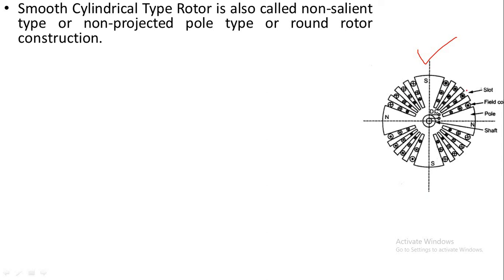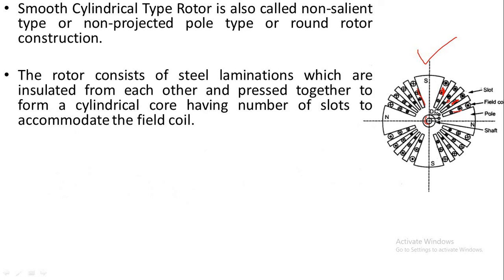This rotor consists of steel laminations which are insulated from each other and pressed together to form a cylindrical core, which has a number of slots on its periphery. Why do we use this number of slots? To accommodate, or to place, the field coil. So the rotor consists of steel laminations insulated from each other and pressed together to form a cylindrical core having a number of slots to place the field coil.